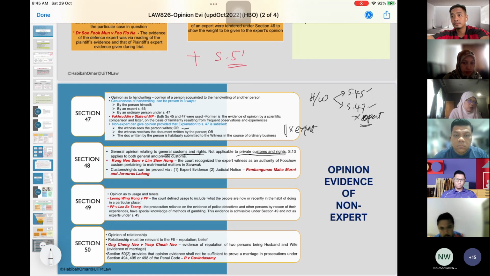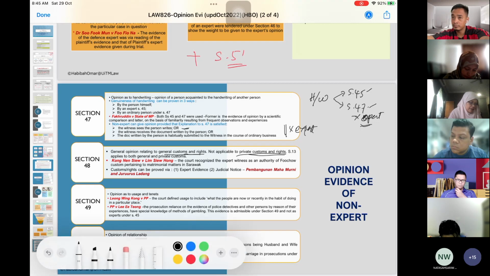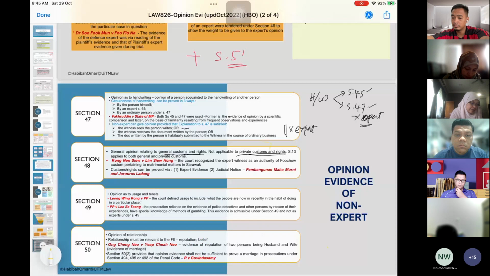Now this will be compared to private custom and rights. Now what does it mean by private custom and rights? Now private customs and right, kat sini, dia merujuk kepada keadaan, katakanlah kita ni, alright, keluarga kita ni very close. We have a very big family.